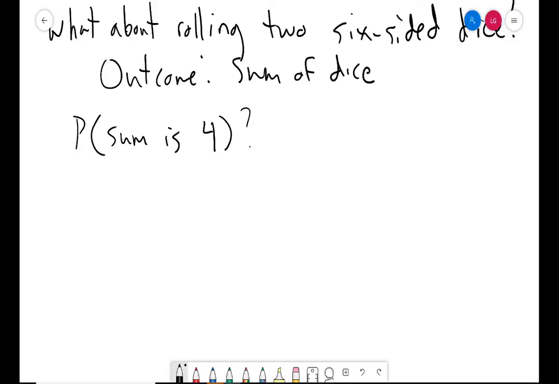Well, we can think about the possible ways to get there, right? Either have a 1 and a 3, or 2 and 2. But it's not quite that simple, right? This is, of course, the sample space, but we have to think about the probabilities here. There are actually 2 ways to get a 1 and a 3. You'd have a 1 on dice A and a 3 on dice B, or vice versa.